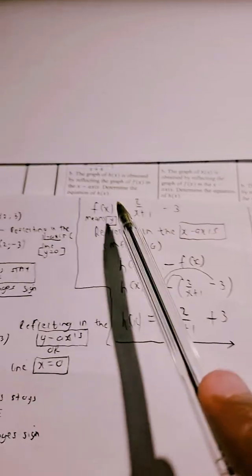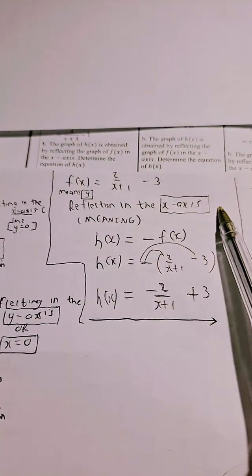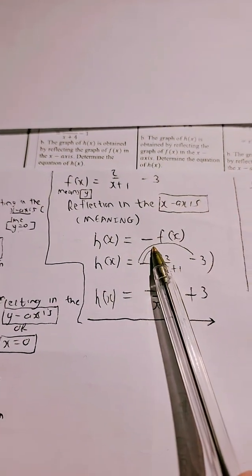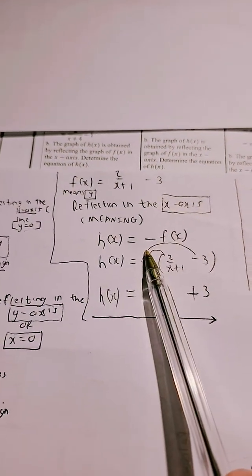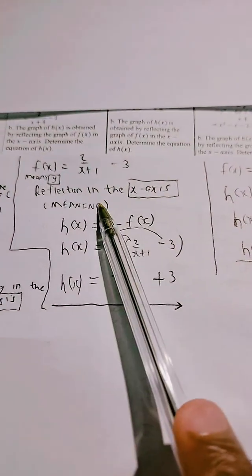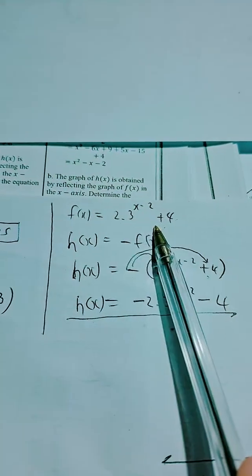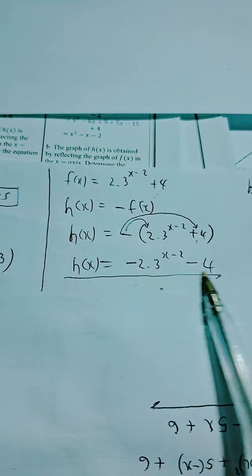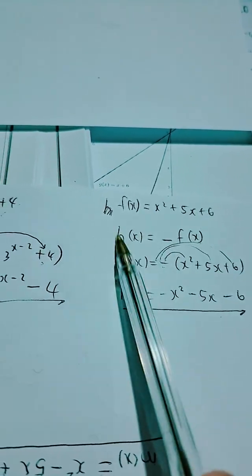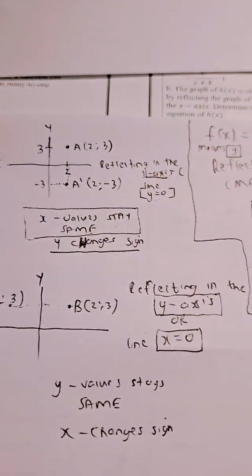When f of x is reflected where? In the x-axis. What happens? y changes. How? The sign of y changes. So what we do is we multiply by negative. You can do that for the hyperbola. We can do that to the exponential. We can do that for the parabola. This is all reflection in the x-axis. Why? Because reflection in the x-axis means y changes sign.